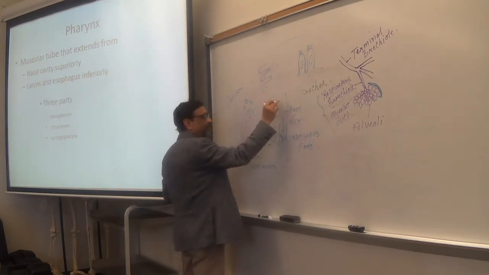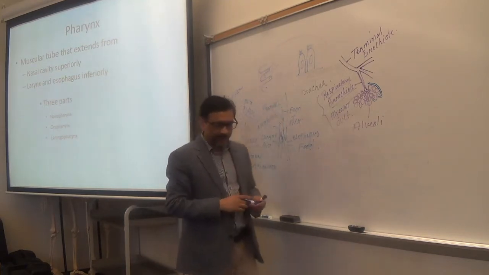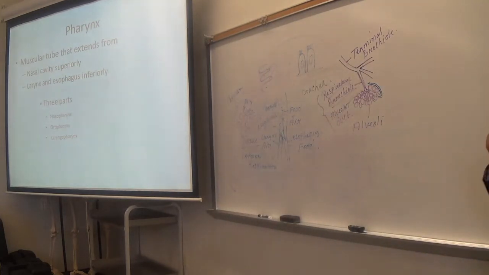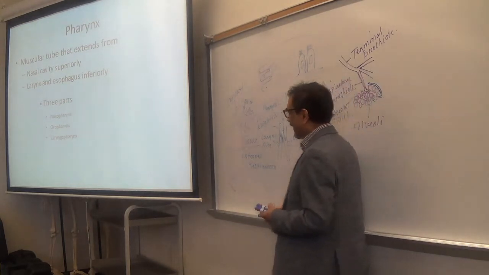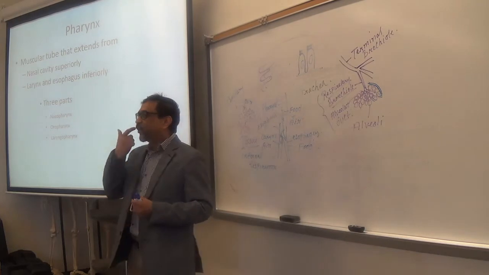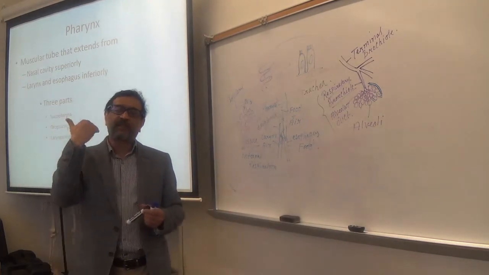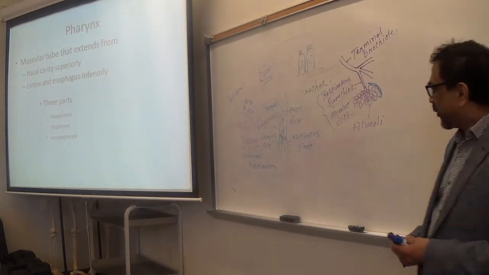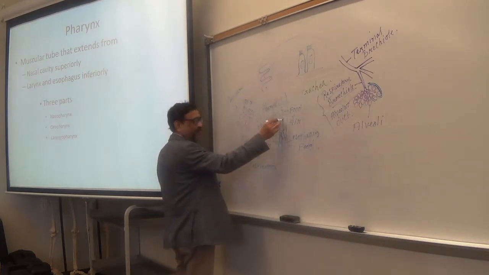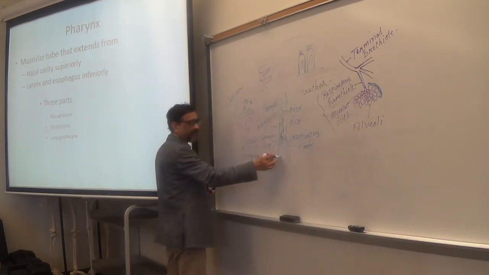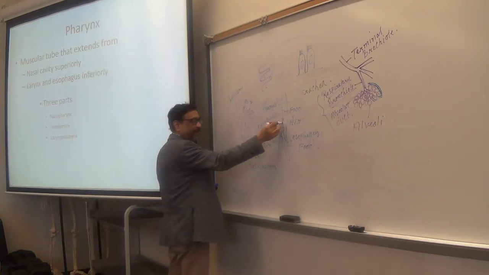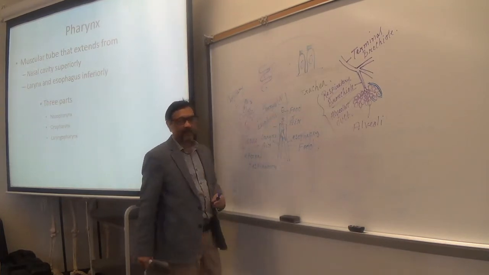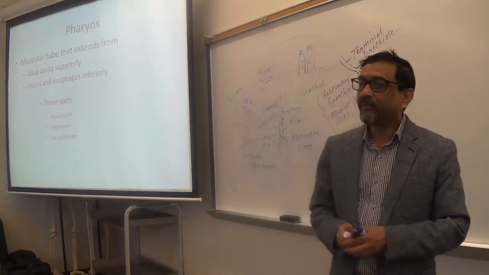It has three parts. Behind the nasal cavity, the part of pharynx is called nasopharynx. It makes sense. Behind the nose. That's why it is called nasal. Behind the oral cavity, the part that is called oropharynx. And the last part, which is attached to the larynx, you see here, this is the last part. From where the larynx starts, this part is called the laryngopharynx. So naso, oro, laryngo, the last part. So those are three parts of your pharynx.